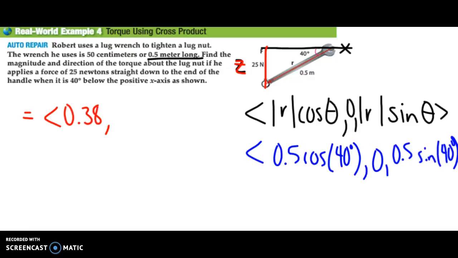0.38, 0, and then negative 0.32. That's my first vector, okay? So that's my rotation vector. That's r.